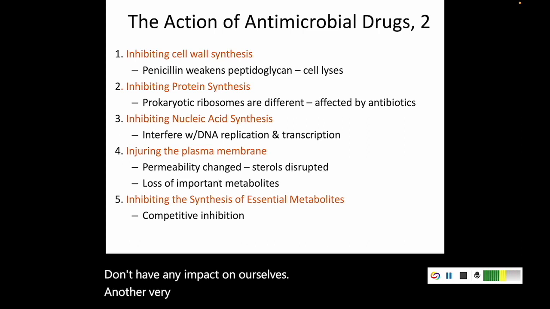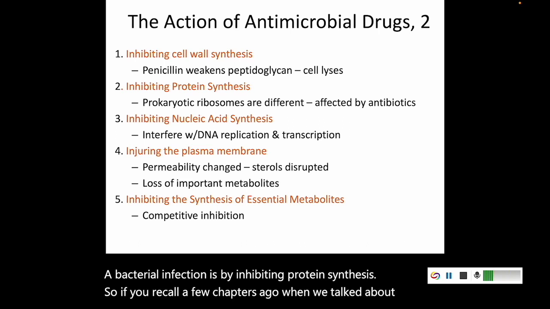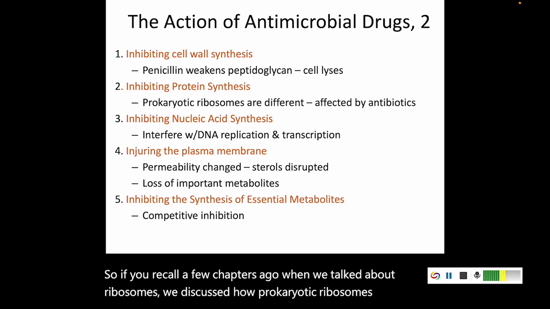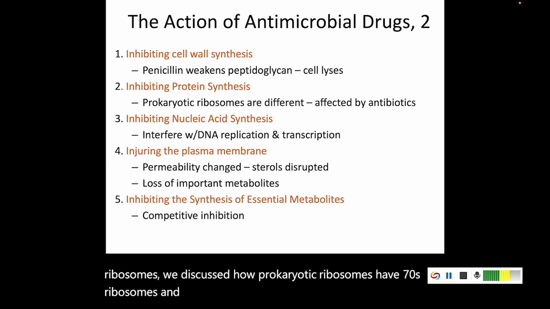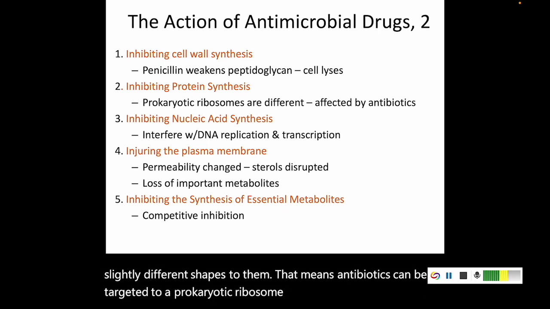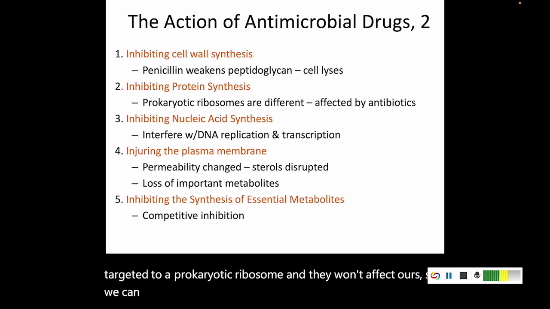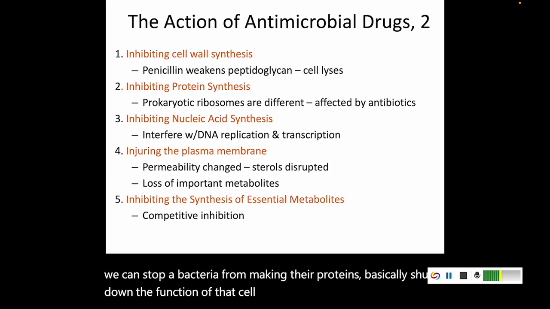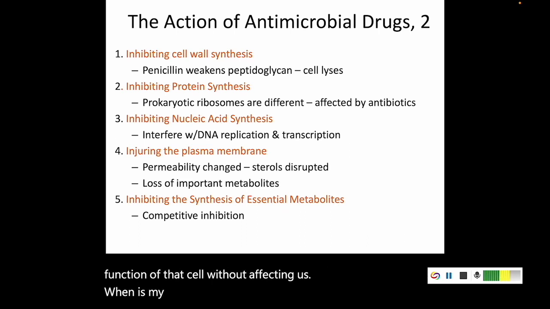Another very good way to treat a bacterial infection is by inhibiting protein synthesis. So if you recall a few chapters ago, when we talked about ribosomes, we discussed how prokaryotic ribosomes have 70S ribosomes and we have 80S ribosomes. Our ribosomes have slightly different shapes to them. That means antibiotics can be targeted to a prokaryotic ribosome and they won't affect ours. So we can stop a bacteria from making their proteins, basically shut down the function of that cell without affecting us.